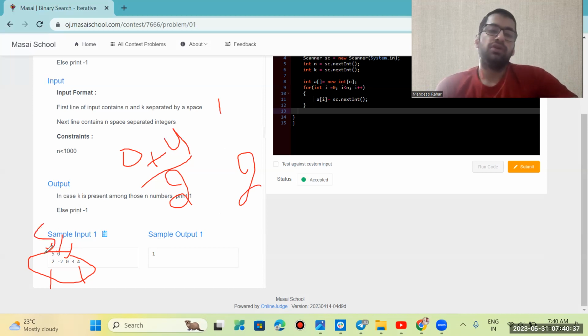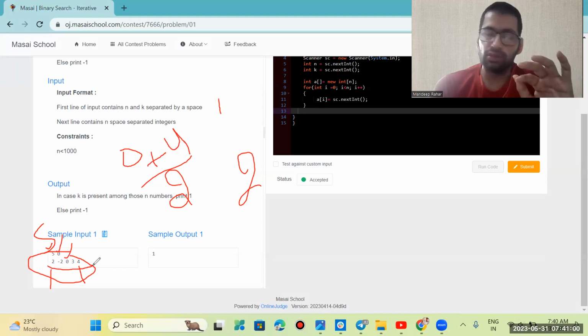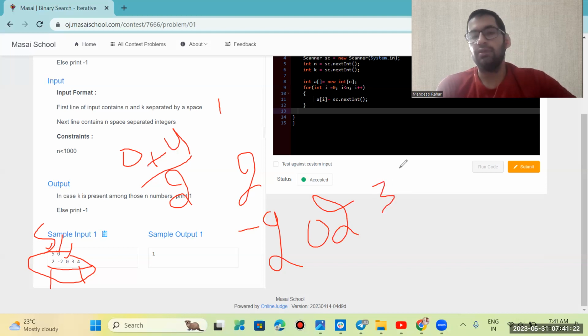Okay, so first we need to sort this array. I didn't say it before, but before working in binary search, we need to sort our array. Binary search only works on an array if the array is already sorted. If it is not sorted, it doesn't work. Okay, so first sort our array: -2, then 0, then 2 and 3 and 4.